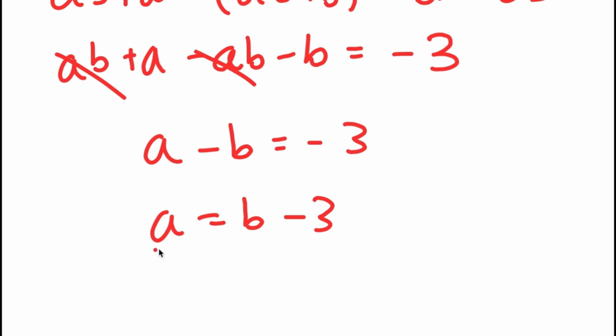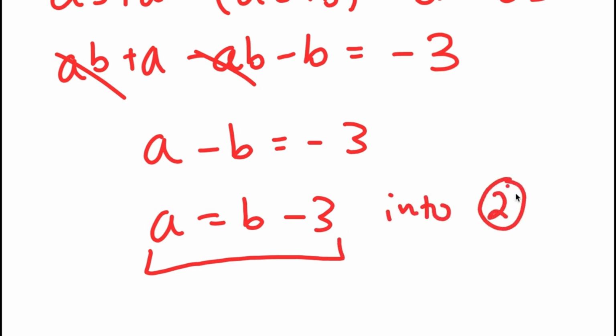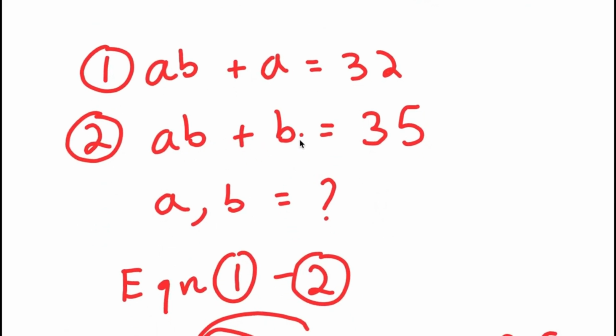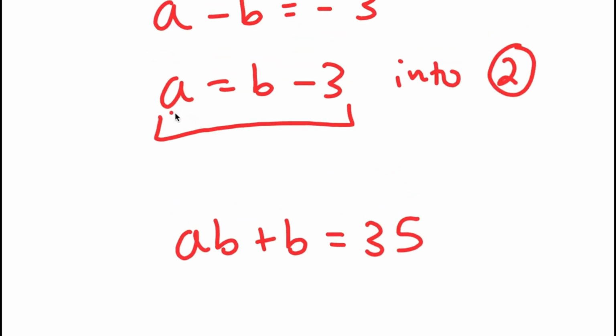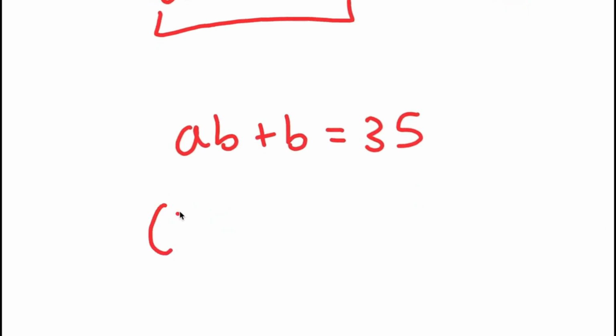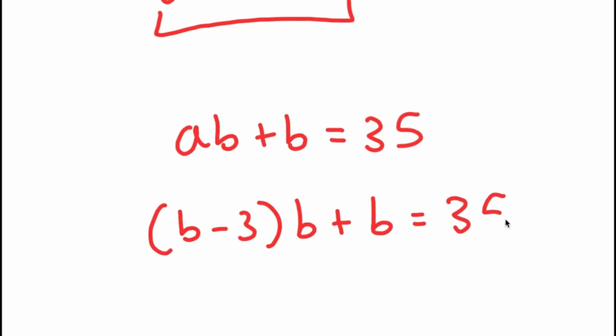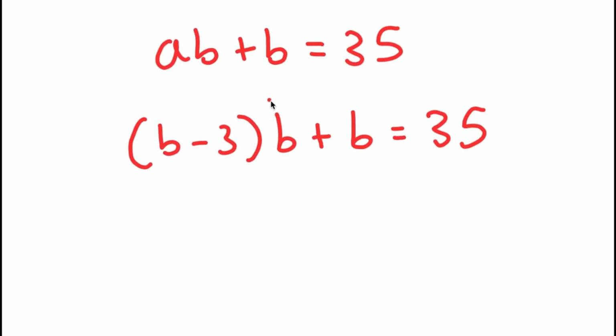So now what I can do is substitute this value of A into equation number 2. So equation number 2 is AB plus B equals 35, right? Well, now that I've got a value of A in correlation to the value of B, I can plug this in. So now I get B minus 3 times B plus B is equal to 35. And now my only variable in this equation is B. So we can solve this.